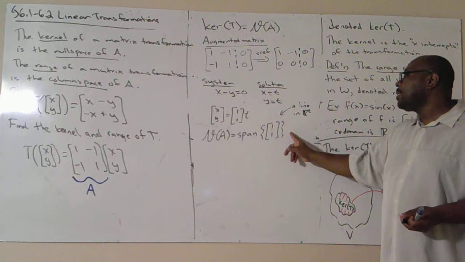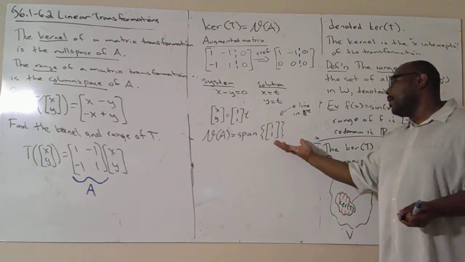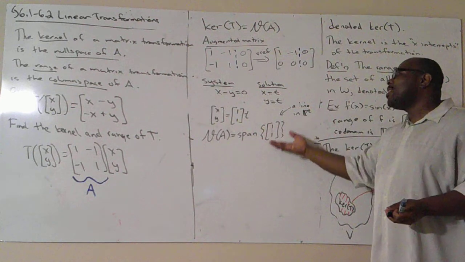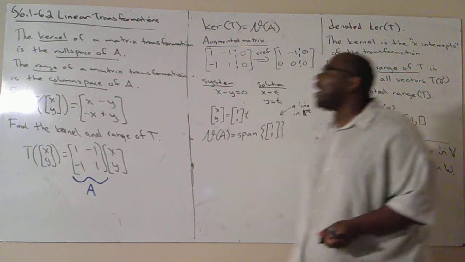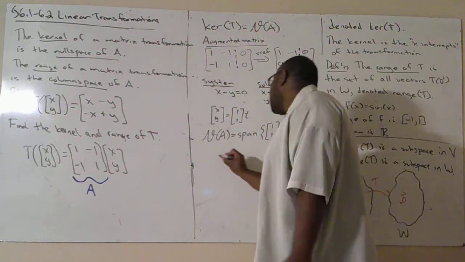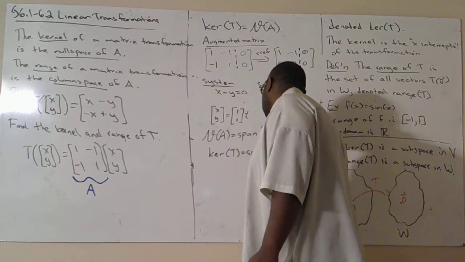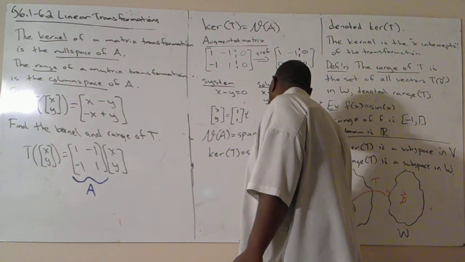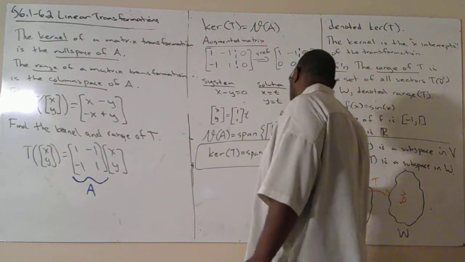So any linear combination is essentially any scalar multiple because I only have one vector here. So take 5, 5, 7, 7, 8, 8, 100, 100. If I plug it in there for x and y, I always get 0, 0. I get the 0 vector back. So my kernel of T is the span of 1, 1, because the kernel of T is the null space of A.